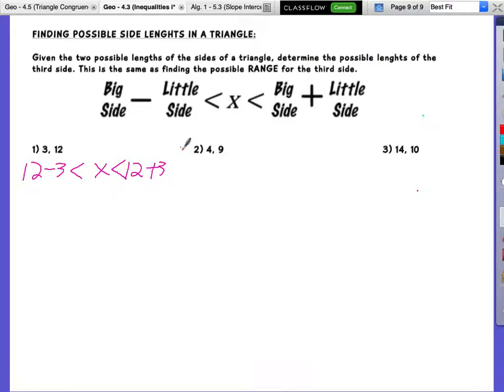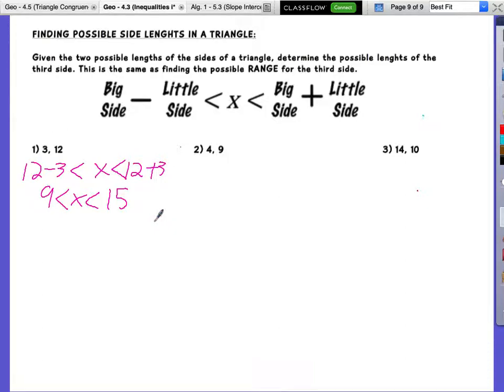So, we took the big side minus the little side of what's given. We say that's less than our possible side length for the middle. And we'll say that's less than our big plus our little. So what's 12 minus 3, Gracie? 9. And that's less than the side length. But the side length is less than 12 plus 3, which is what? 15. So we're saying that our third side is somewhere between 9 and 15.